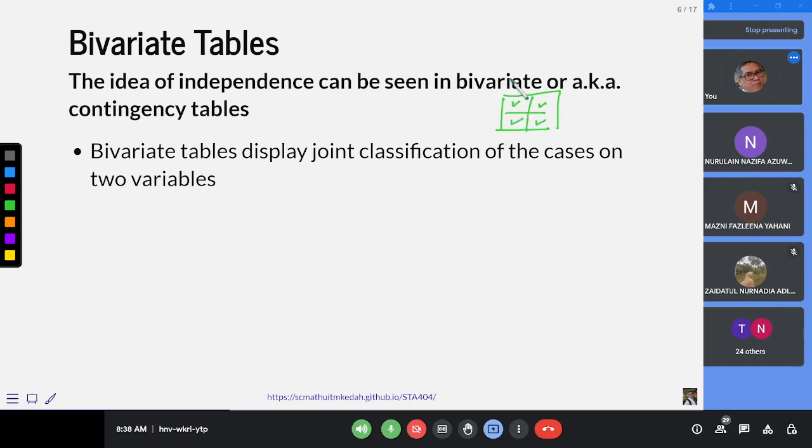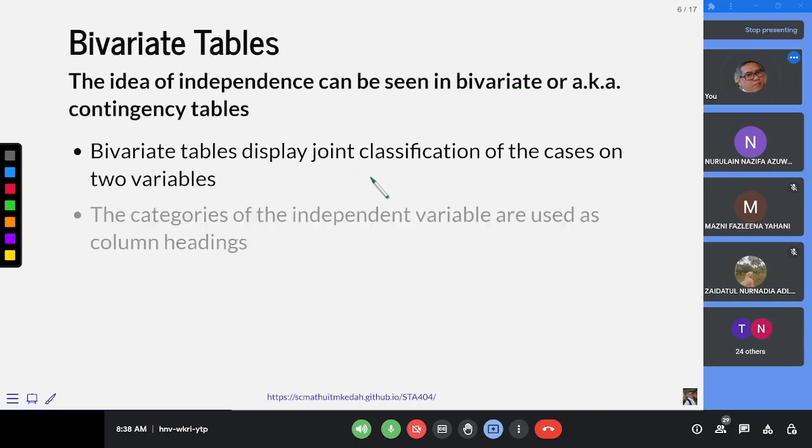So apa yang dimasukkan dengan joint classification? So let's say this is A and B. So this part is actually a joint for A and B. So kita join A dengan B. So itu yang dimasukkan dengan joint classification. Right? The categories of the independent variable are used as column headings. So this is the common practice. Okay, so normally for the independent variable, we use the categories in the column headings. So column headings yang mana? Kalau column headings yang tadi itulah.